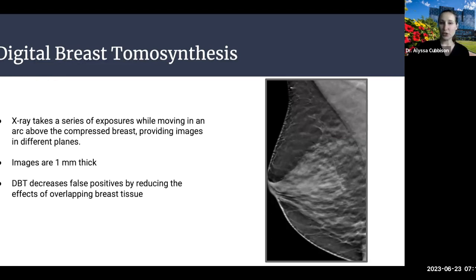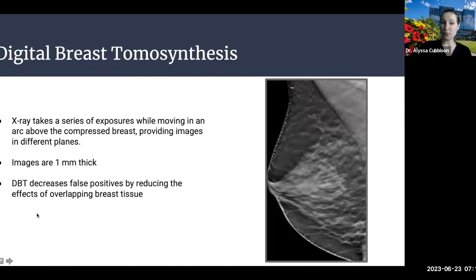You may have heard it referred to as a 3D mammogram. The FDA approved it in 2011, so it's been around for a decade or more, but its utilization is still expanding. Basically it's an X-ray that takes a series of exposures moving in an arc, and it provides a more detailed image of a mammogram and allows you to actually scroll through the breast. Rather than a static 2D mammogram, which is just one 2D image with no scrolling, these allow for scrolling in slices that are 1 millimeter thick.